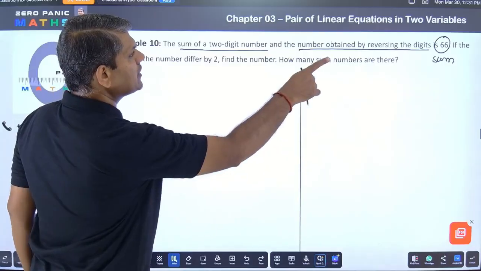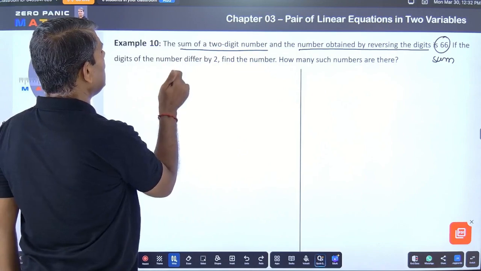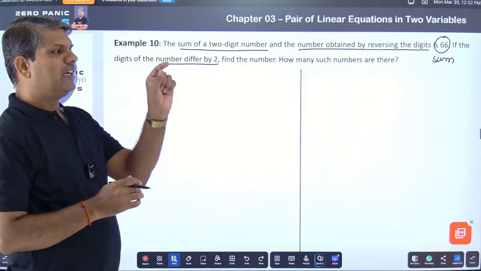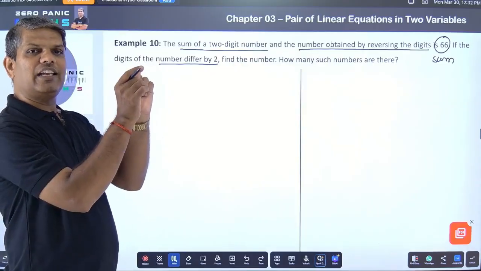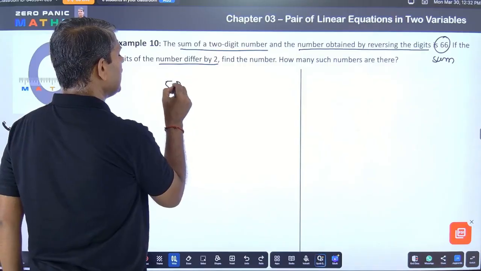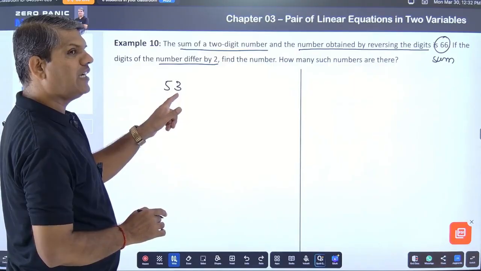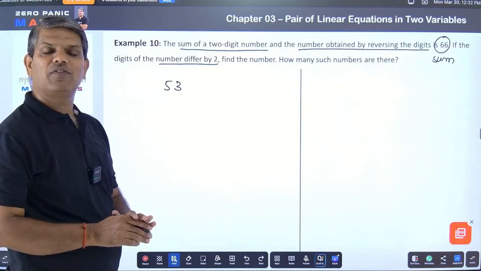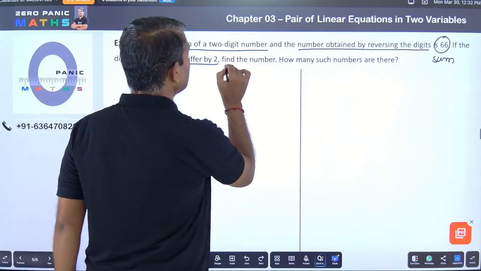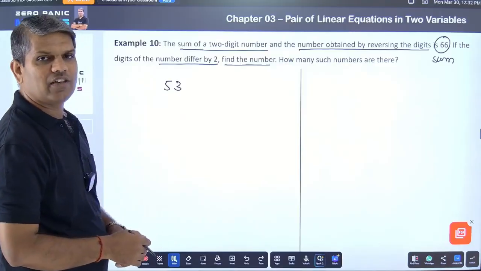Listen carefully. Second, the digits of the number differ by 2, which means that the difference between the first digit and the second digit is 2. For example, I'm just giving an example, if it is 53, then the first digit minus the second digit, 5 minus 3, differs by 2. They are asking us to find the number, and how many such numbers there are.